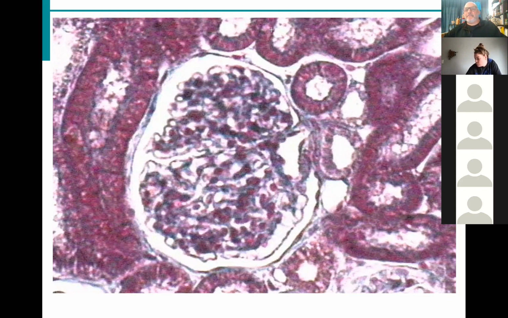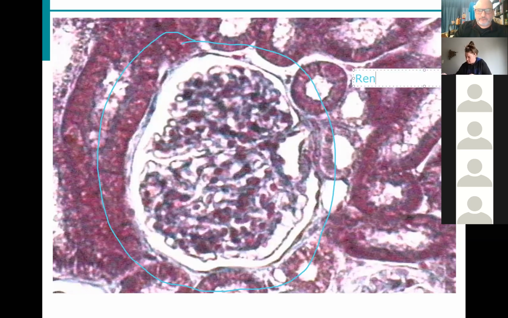So let's take a step back. In this circle is a structure known as the renal corpuscle. And as I mentioned, that renal corpuscle is comprised of 3 things. The first thing, as we just saw, was Bowman's capsule. Bowman's capsule is also sometimes referred to as the glomerular capsule, which is a perfectly acceptable term to use as well.